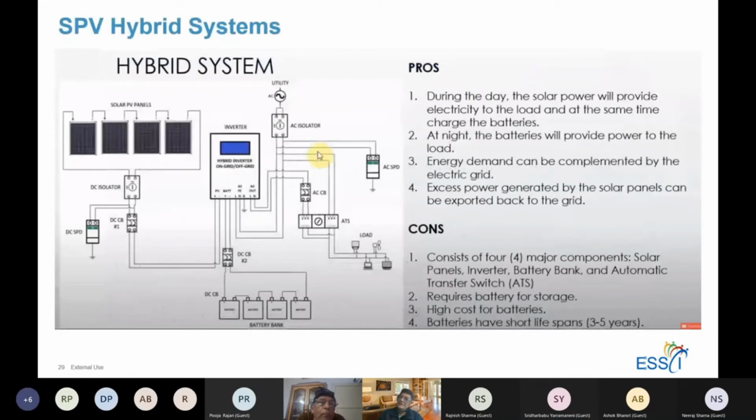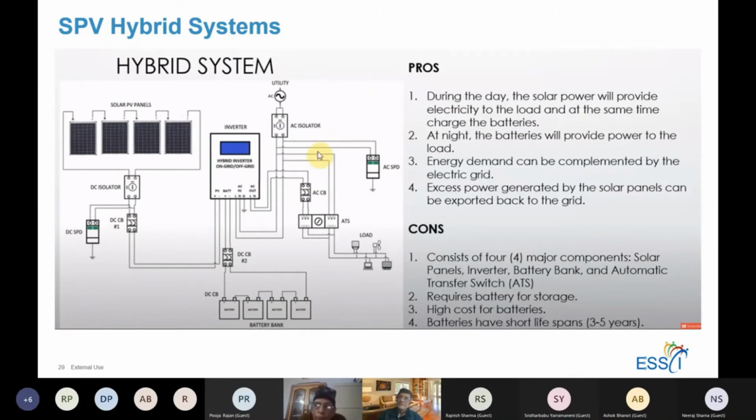In hybrid system design, sometimes you also use a different software for designing it. That's called Homer, but that's again a different chapter altogether. And Homer stands for hybrid optimization of energy renewables.